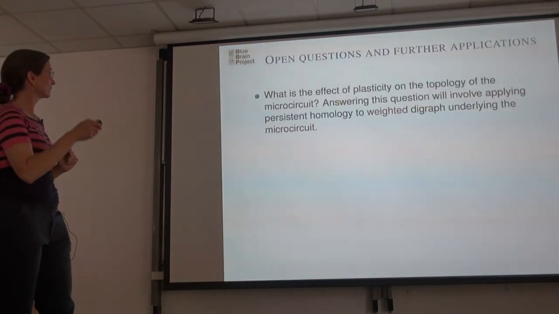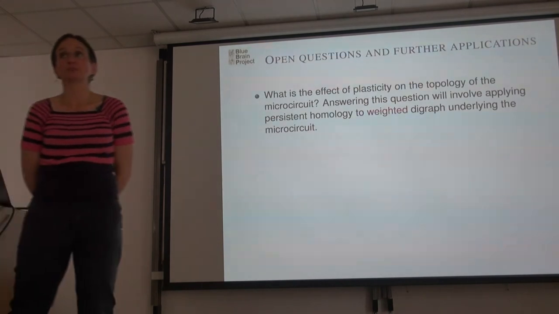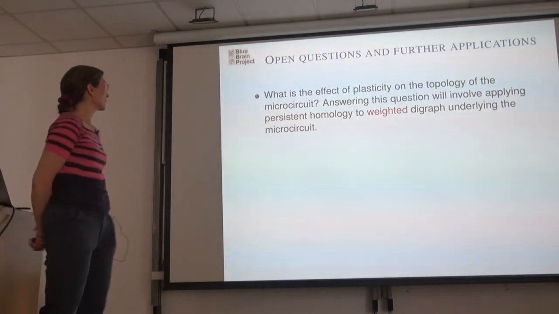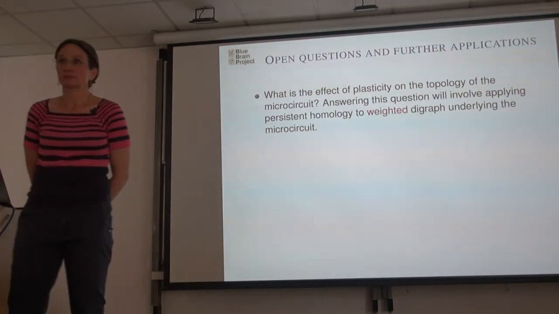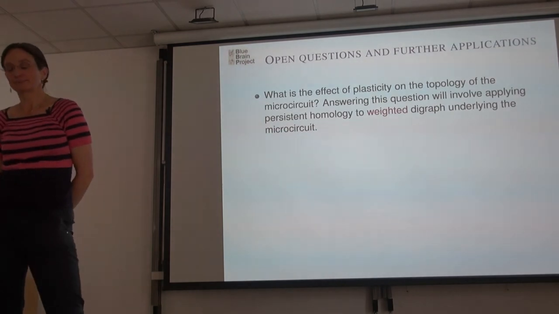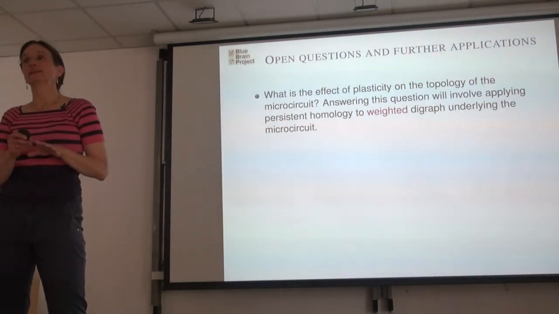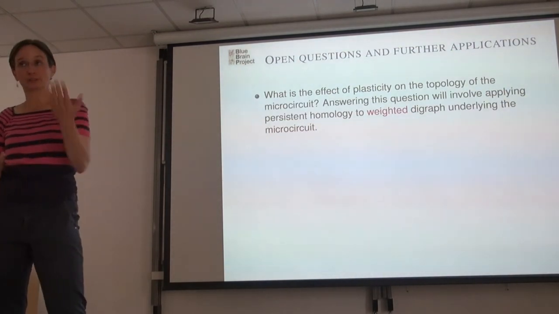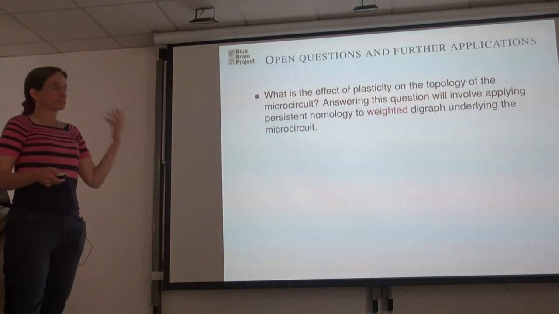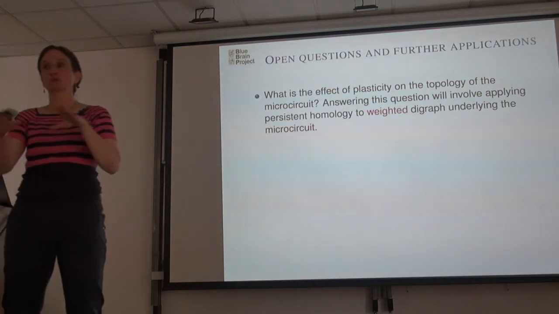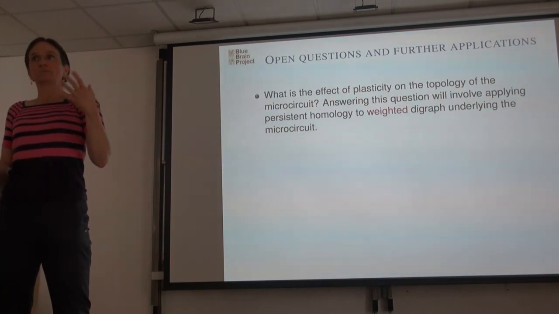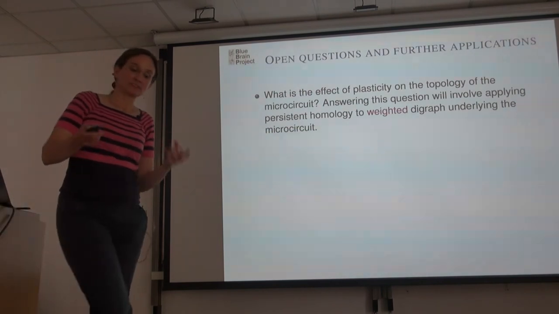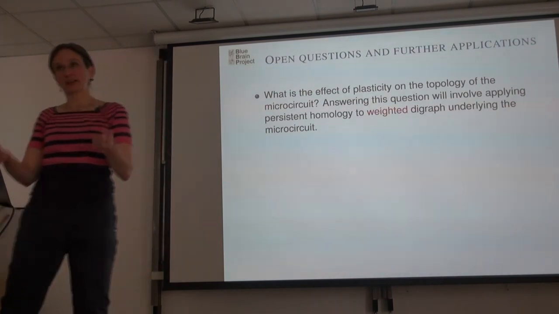OK. So some open questions and further applications, because I've only had time to talk about one of our projects in neuroscience. One of the things we're going to be thinking about next is the effect of plasticity. Plasticity is the strengthening and weakening of connections between neurons, or even the creation and elimination of connections between neurons. For the time being, we're going to be thinking about what happens as connections simply become stronger and weaker. And to do that, you're going to be thinking about not just a simple digraph, but a weighted digraph. So you have to give weights to the edges, the strength of the connection.